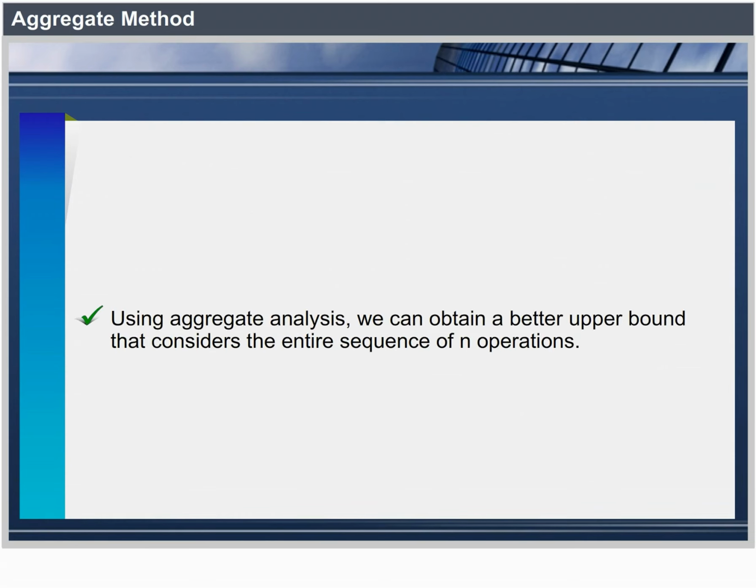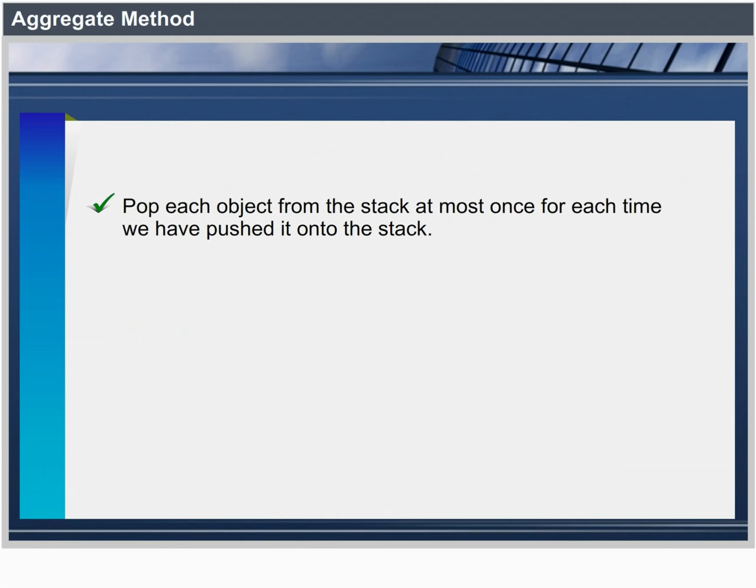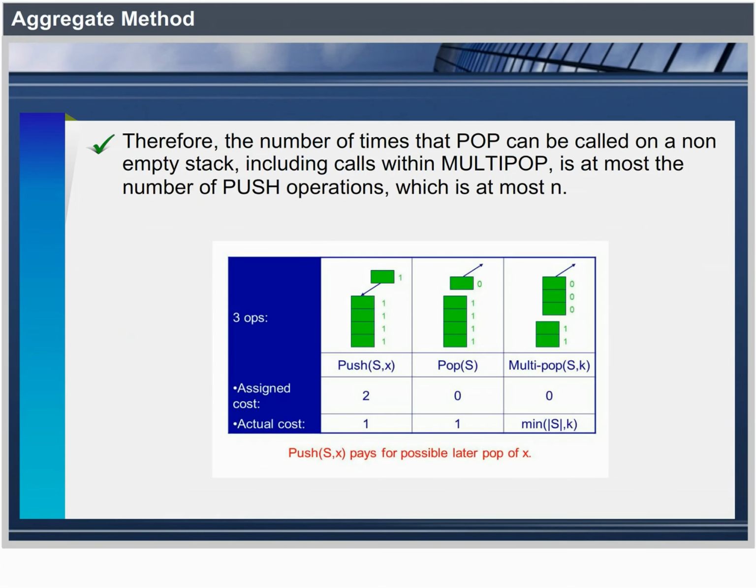Using aggregate analysis, we can obtain a better upper bound that considers the entire sequence of n operations. In fact, although a single multipop operation can be expensive, any sequence of n push, pop and multipop operations on an initially empty stack can cost at most big O of n. Why? We can pop each object from the stack at most once for each time we have pushed it onto the stack. Therefore, the number of times that pop can be called on a non-empty stack, including calls within multipop, is at most the number of push operations, which is at most n.